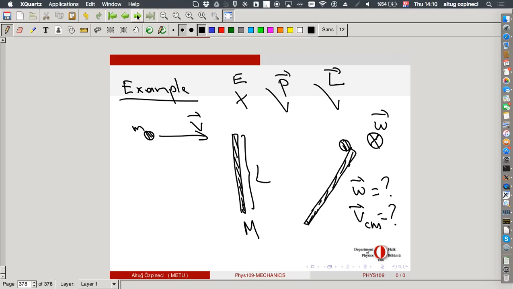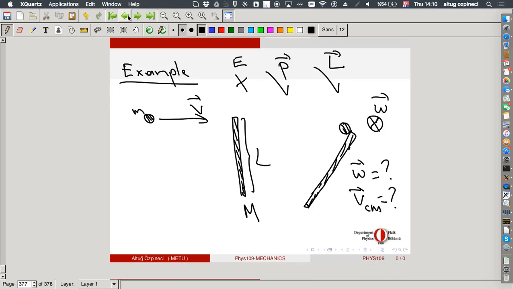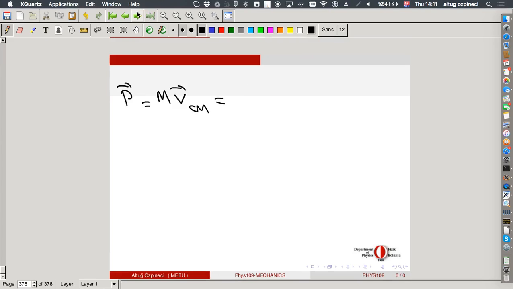So let's start with the velocity of the center of mass. We had defined the total momentum as the total mass of my system times the velocity of the center of mass. This should be equal to, let's put our axis, x, y, and z. Z is pointing towards you. Just for computational simplicity, let me assume that they both have the same mass.